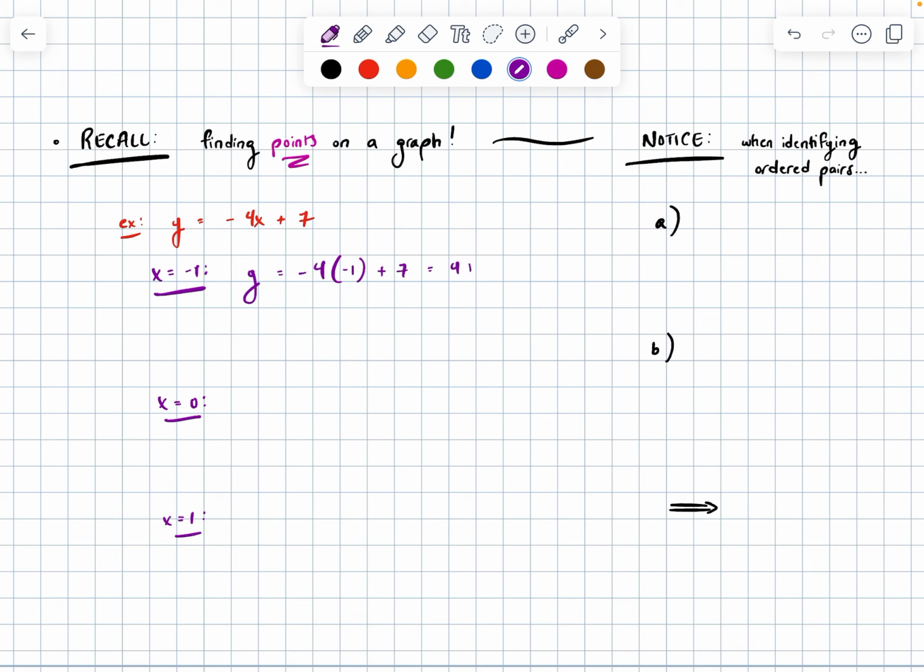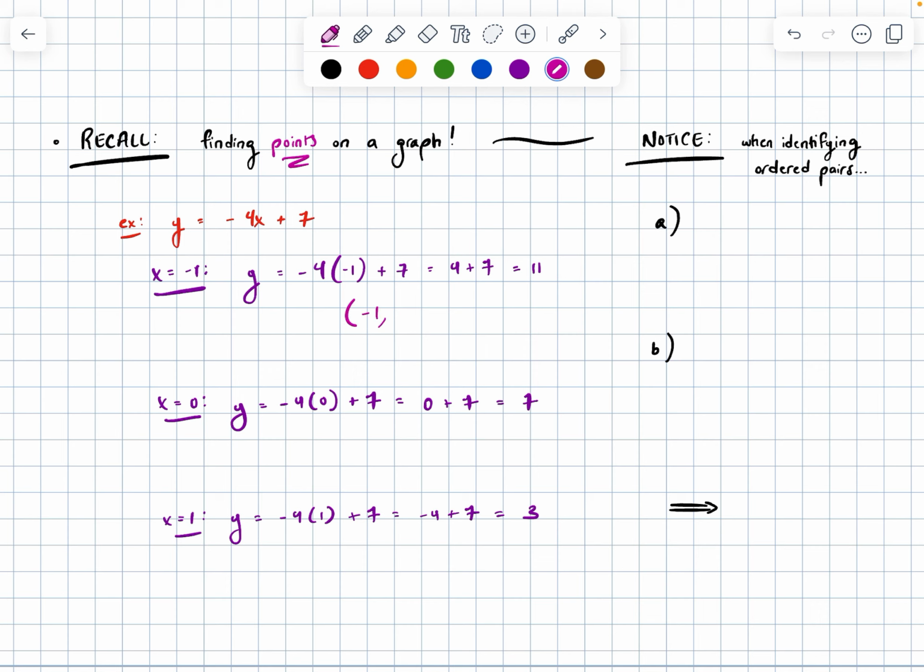So I've got -4 times -1 plus 7, which would be 4 plus 7. This gives me the y value of 11. Same thing for x equals 0. Here, y is going to be equal to -4 times 0 plus 7. Using my order of operations, this would become 0 plus 7, which gives me a y value of 7. And for 1 here, y is going to be equal to -4 times 1 plus 7. -4 times 1 is -4. Add 7, and we get a y value of 3.